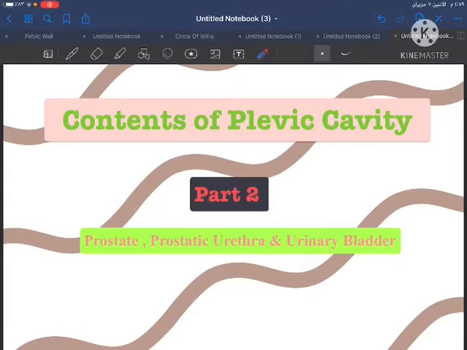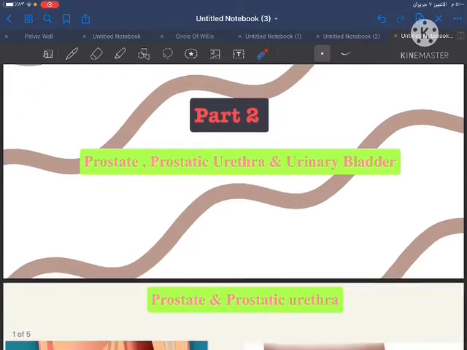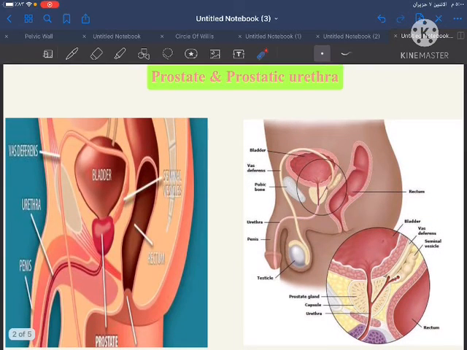Hello everyone, our lecture is about the contents of the pelvic cavity, part 2: prostate, prostatic urethra and urinary bladder. The prostate is a glandular structure located in the pelvic cavity of the male, between the neck of the urinary bladder and the pelvic diaphragm.